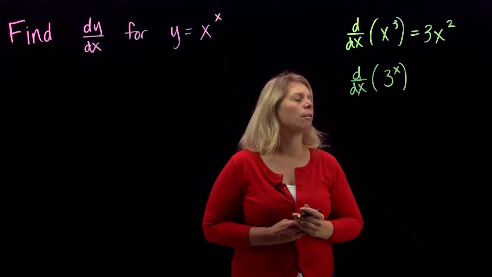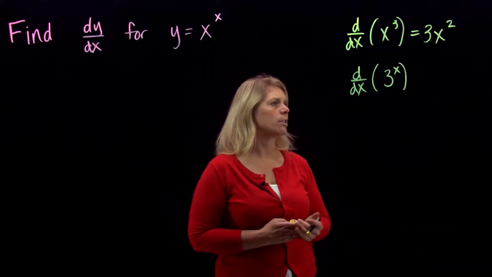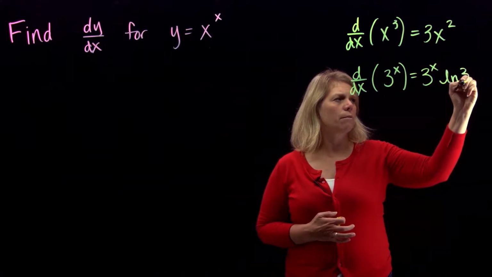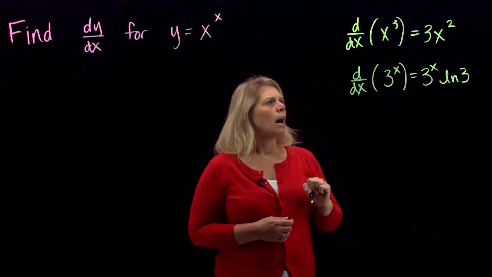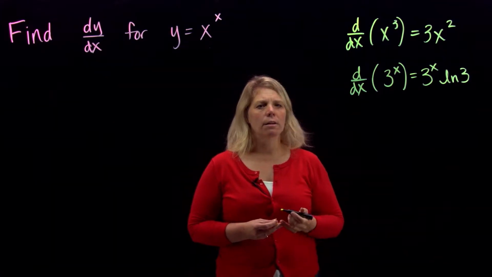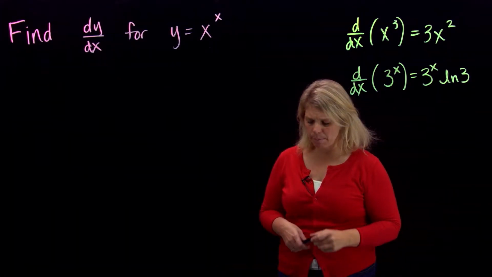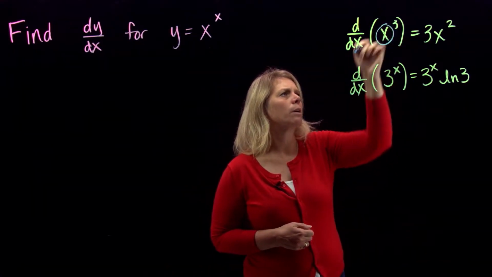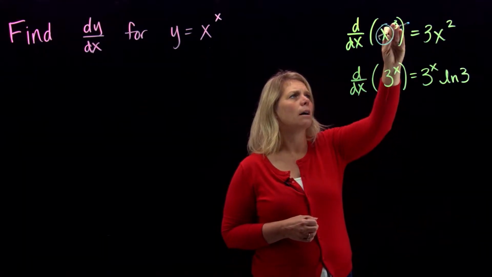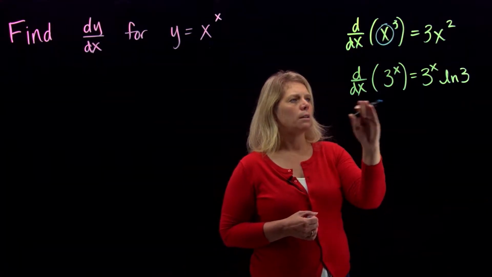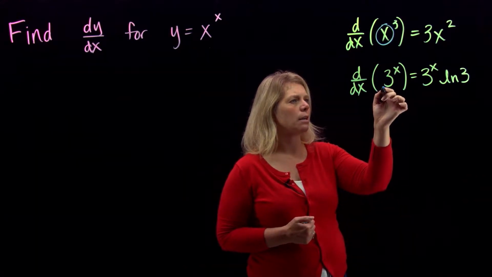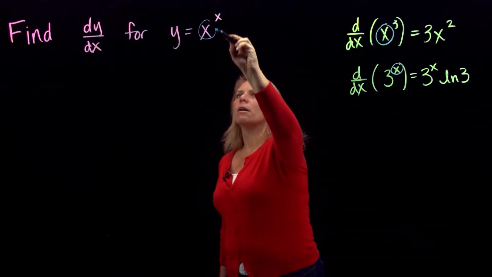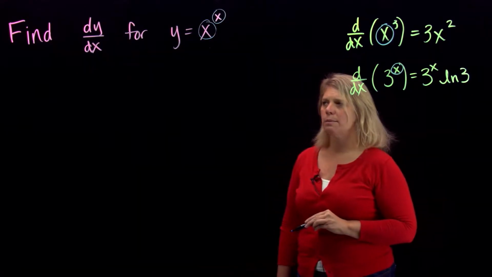So if I had, say, 3 to the x, that's a different differentiation rule. That derivative is 3 to the x times natural log of 3. We did those before. Sometimes students try to apply one or the other of those rules to this problem. But the big deal here is that the first rule is for a variable in the base and a constant in the exponent. The second rule is for a constant in the base and a variable in the exponent. And here we have a variable in both the base and the exponent.